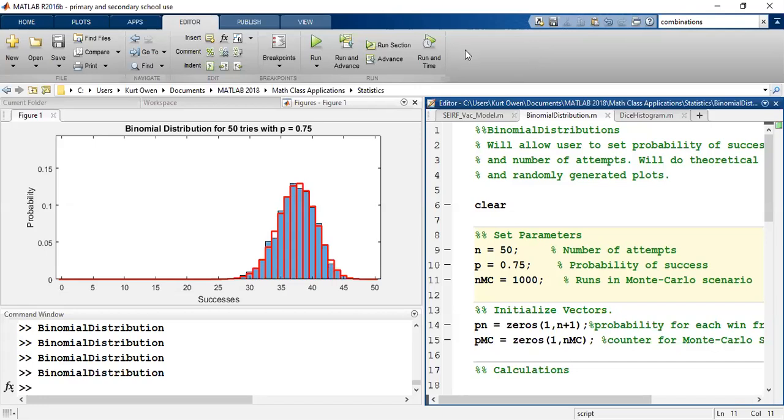So hopefully that clarifies things a little bit more, and the way that distributions can lie.